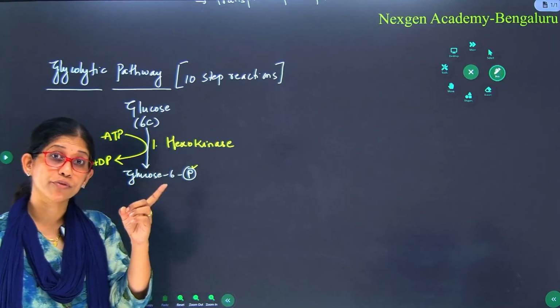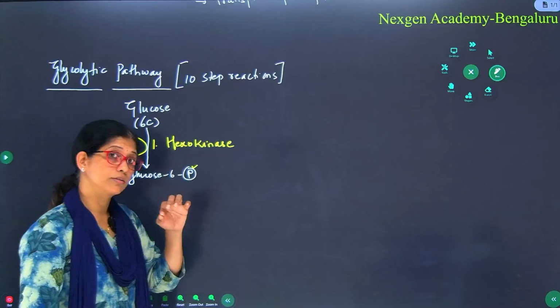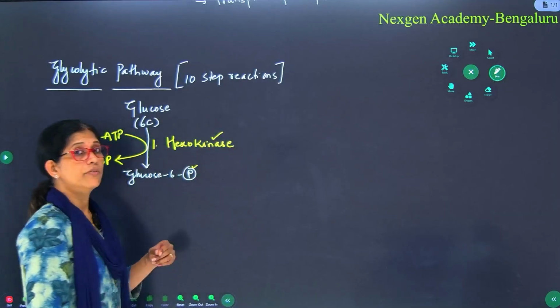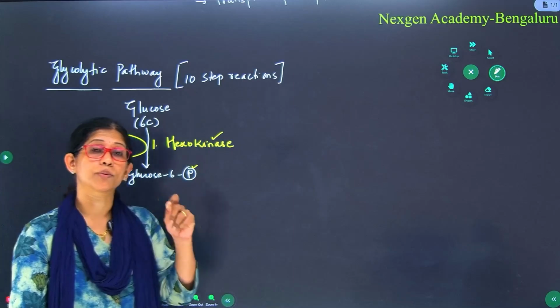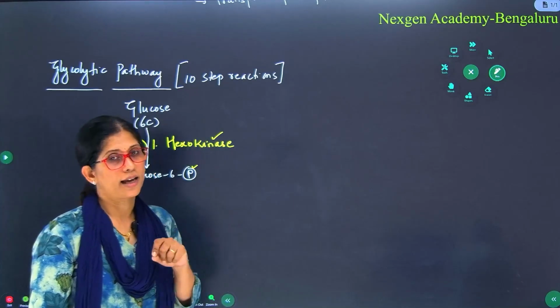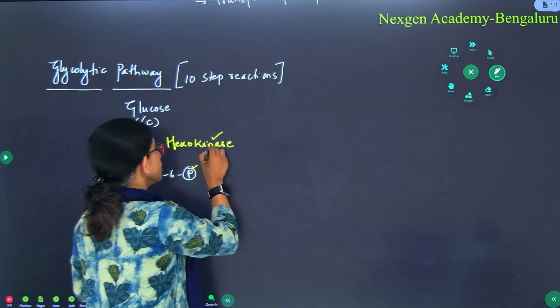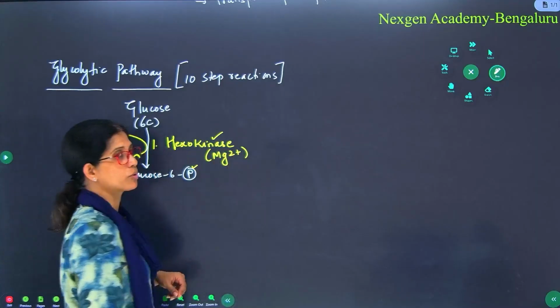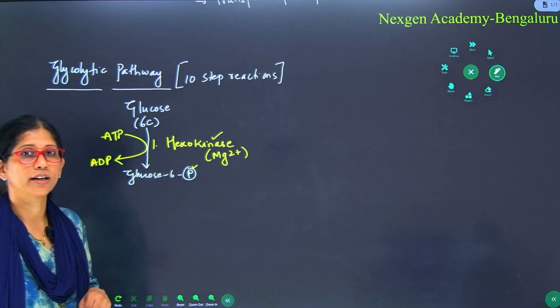So one of the 3 enzymes is hexokinase. The first enzyme which is important for the process of glycolysis here is hexokinase, right? And the cofactor for hexokinase is magnesium. So magnesium is a cofactor for hexokinase.